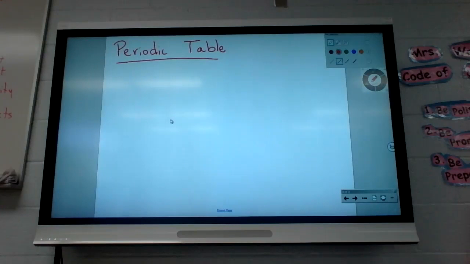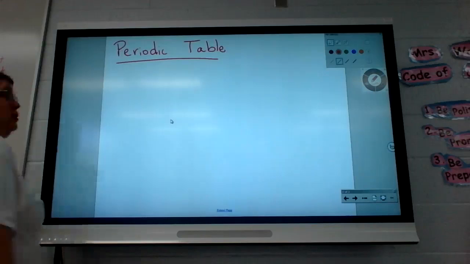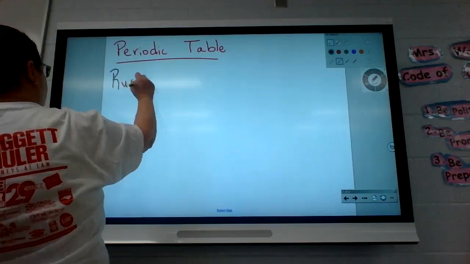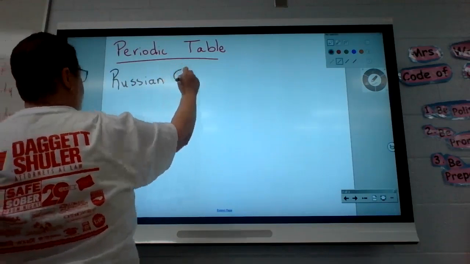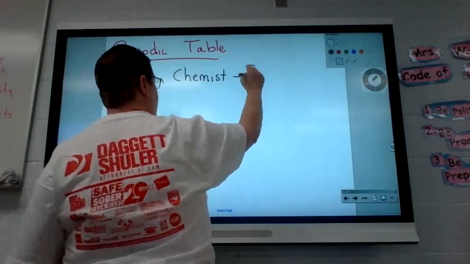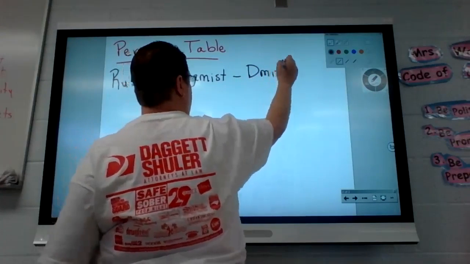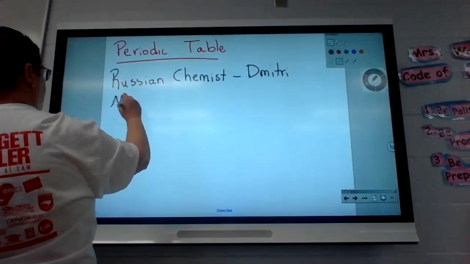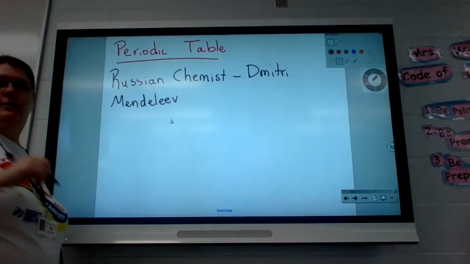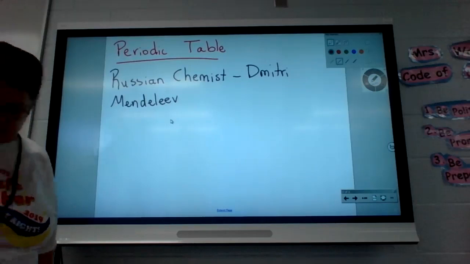Now, there's very little history you have to know for the final exam. Unfortunately, the periodic table is one of the few things you do have to know. Yay. So, you do have to understand that there was a Russian chemist by the name of Dmitry Mendeleev. Okay? He's a Russian guy by the name of Dmitry Mendeleev.